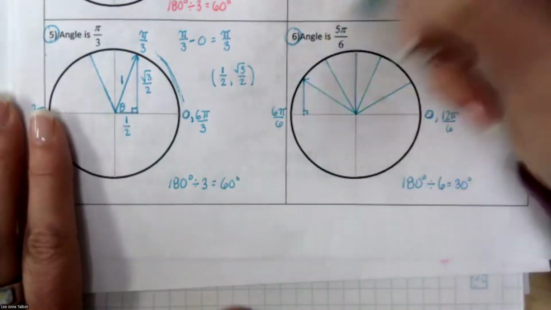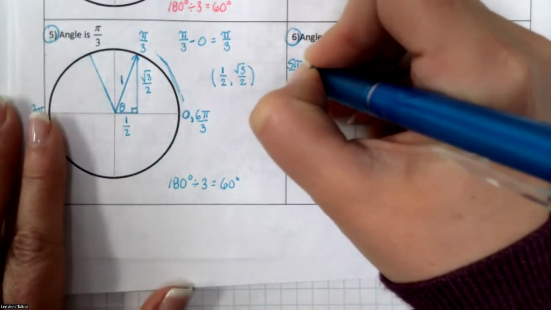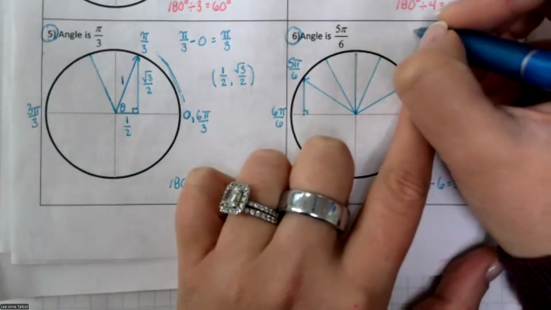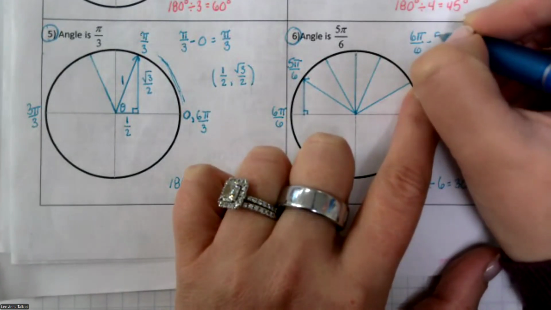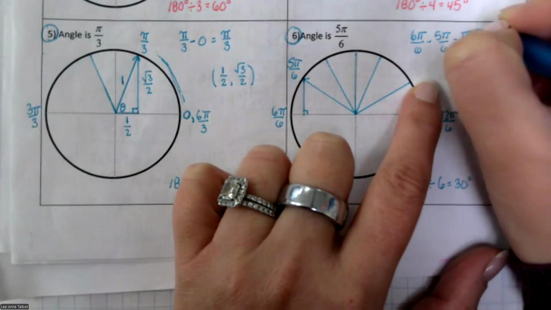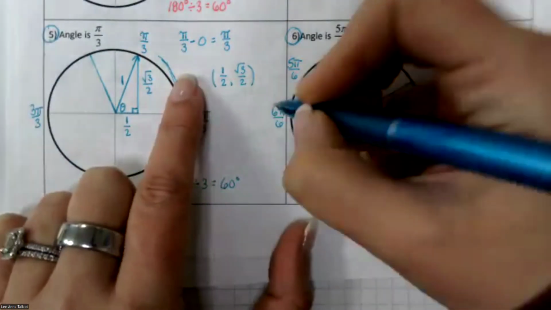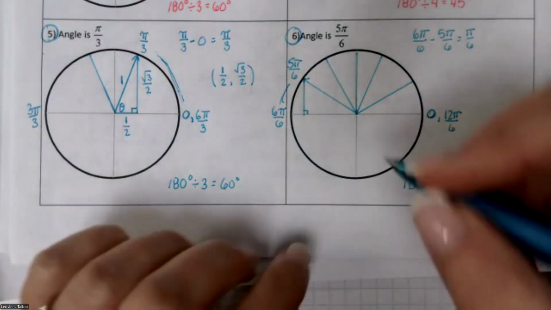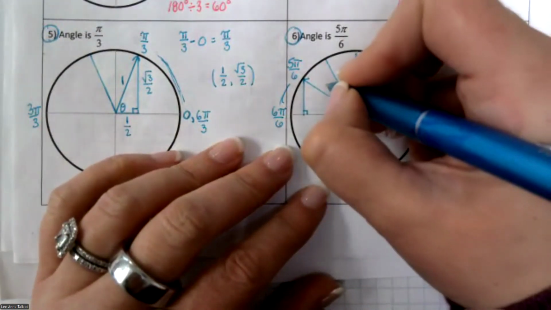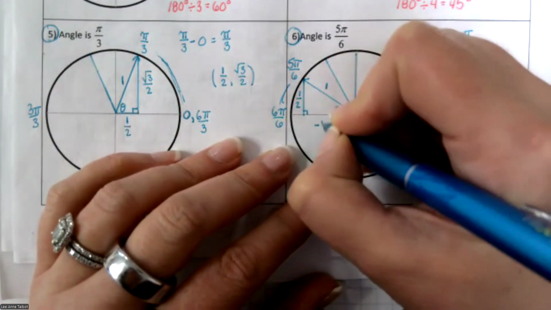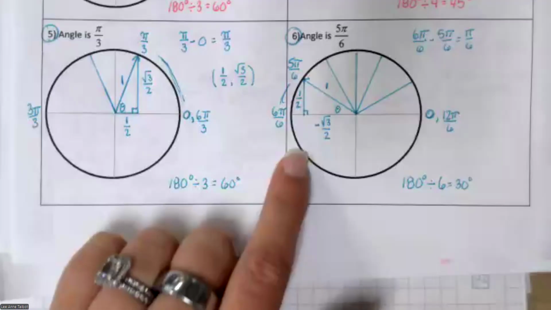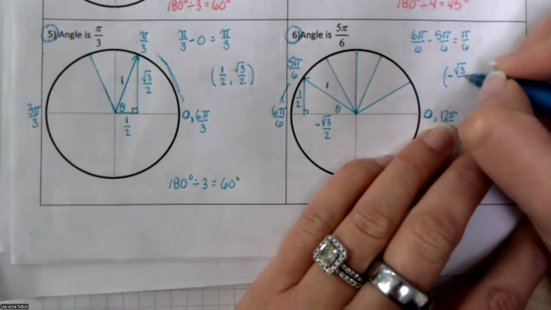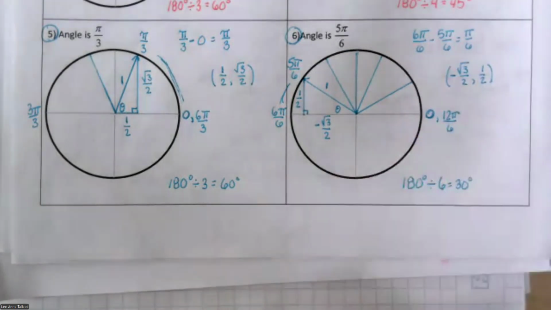Okay. So do we all agree that 5 pi over 6 lives here? Did we all agree that the reference angle is 6 pi over 6 minus 5 pi over 6, which is 1 pi over 6? Did we agree on that? Or did you forget to find the reference angle and go right to this triangle? Okay. 1/2, negative root 3 over 2. Oh, quadrant 2. Final answer, negative root 3 over 2, up 1/2.